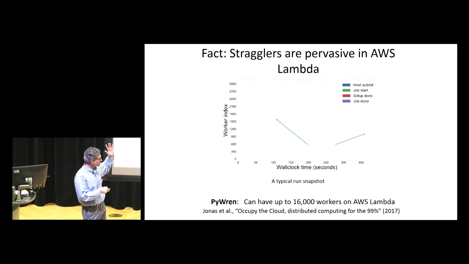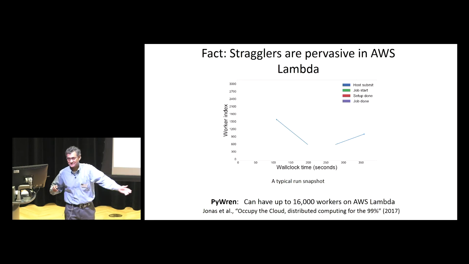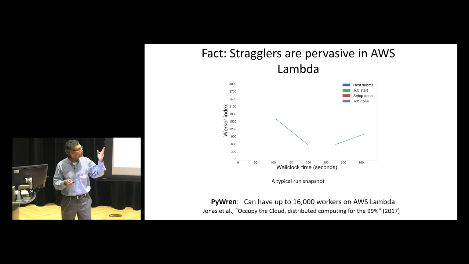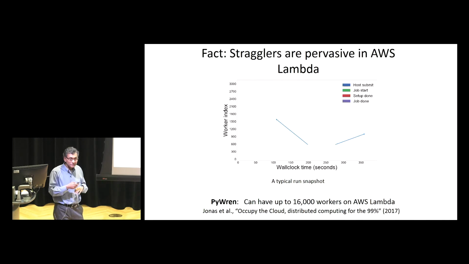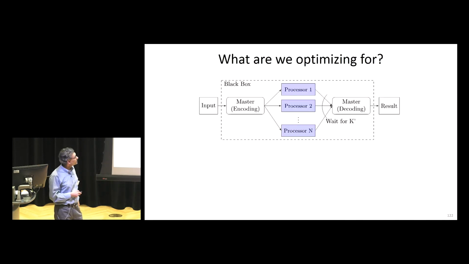This is for 99%, from Jonas et al., Occupy the Cloud: Distributed Computing for the Masses. If you do this in a typical setting, you will see lots of stragglers because you can never predict when these machines will be done. There's a lot of network latency. But the scale is what interests me, because that's when the stragglers are going to be in the multitudes. Just as a word of caution, we have to be careful about what we are optimizing for, at least on this platform. Again, the master encoding and decoding is your laptop, and the processors are the workers in the middle, the Lambda machines.